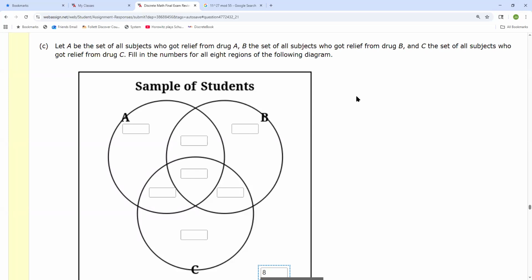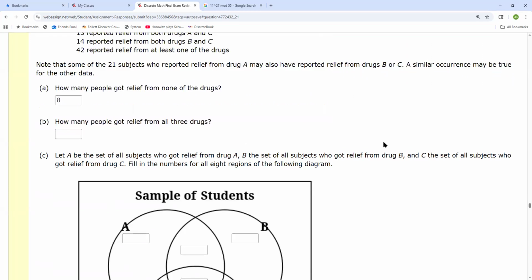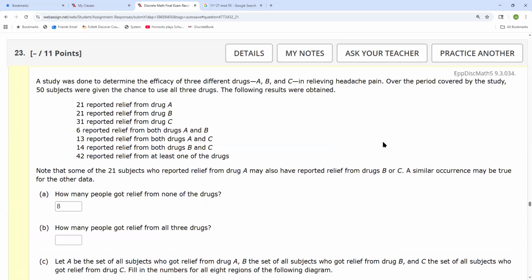There's actually probably many different ways to put the numbers. So we have to think about the other parts of it as well. 21 reported relief from drug A, 21 reported relief from drug B, and all those things like that. So there's actually more variables involved in this.